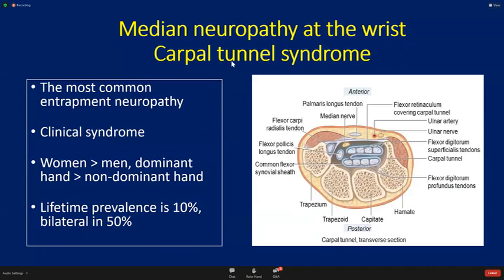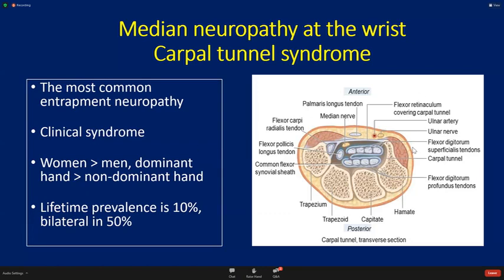So we come to the sites where the median nerve can be entrapped. The most common one is the carpal tunnel. This most commonly affects women and dominant hands more than non-dominant hands. It is an extremely common disease, to the extent that 10% can be affected over a lifetime, and in more than half it is likely to be a bilateral disease, even though the symptoms may be unilateral.